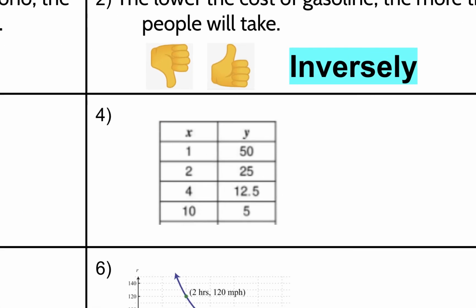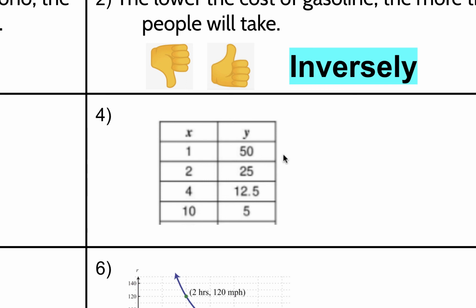Take your y divided by x. Are you getting the same value each time? 50 divided by 1 is 50. 25 divided by 2 is 12.5. Whoa, hold up. I'm not getting the same value. When we weren't getting the same value, we knew it's inversely proportional, but then we did still have a constant pattern. Do you remember what it was? X times y gives you that constant number.